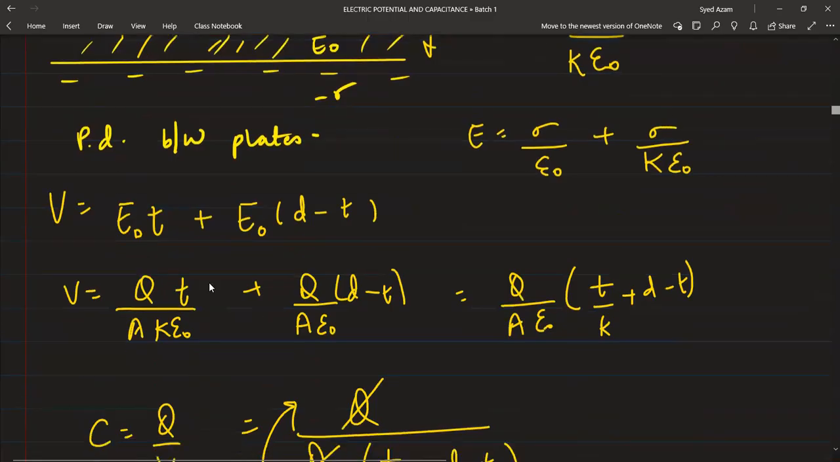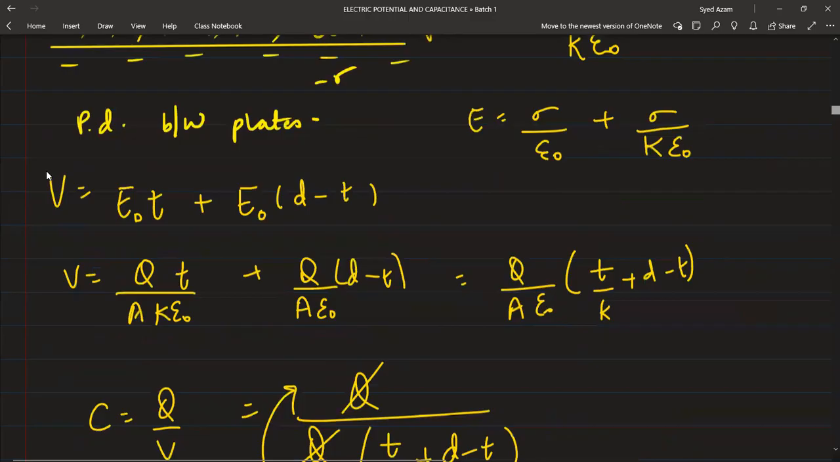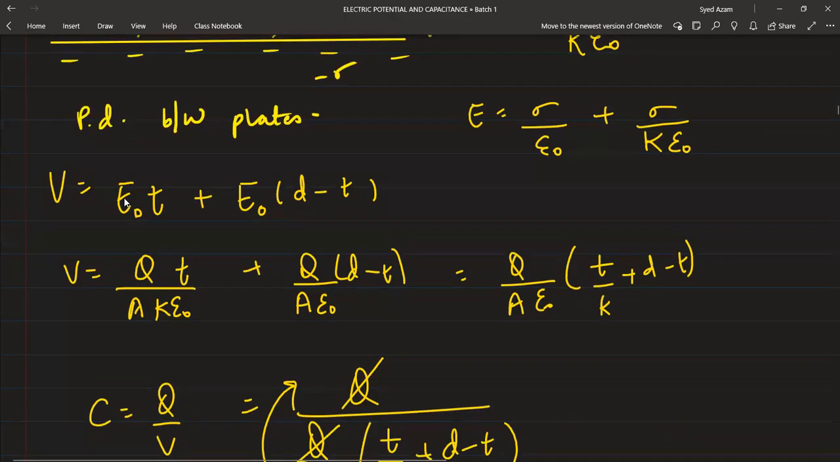Then you put it in the formula of potential. So for the dielectric, the thickness is T, so we multiply it with T. For the other one, the outside one, the thickness is D minus T: the distance between the plates minus the thickness of the dielectric. That gives the potential. So you have the potential and you then put it in the capacitance.